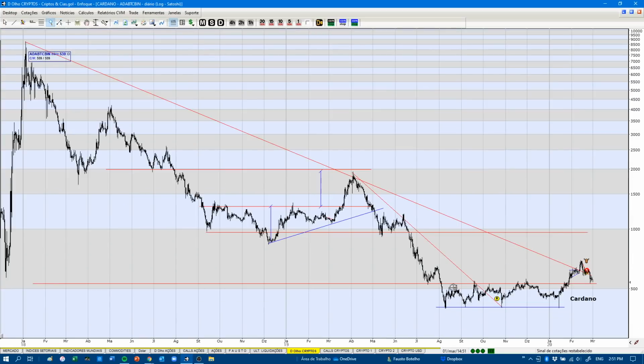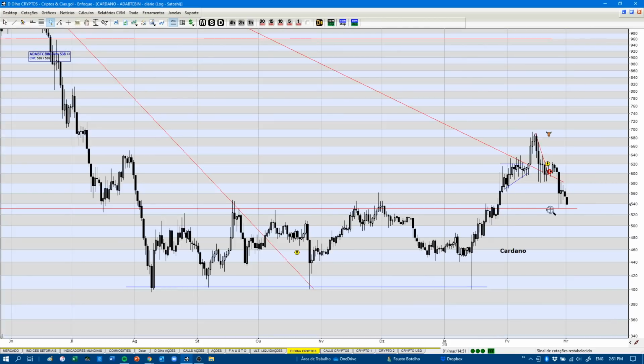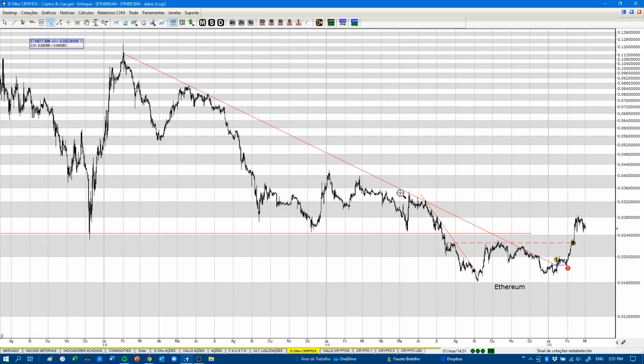Let's take a look at the importance of the support. It goes back to what used to be the all-time low of the market in 2017 or under. So that's the situation. If the market breaks this level here, it will easily come down to 400. So let's keep an eye on that.